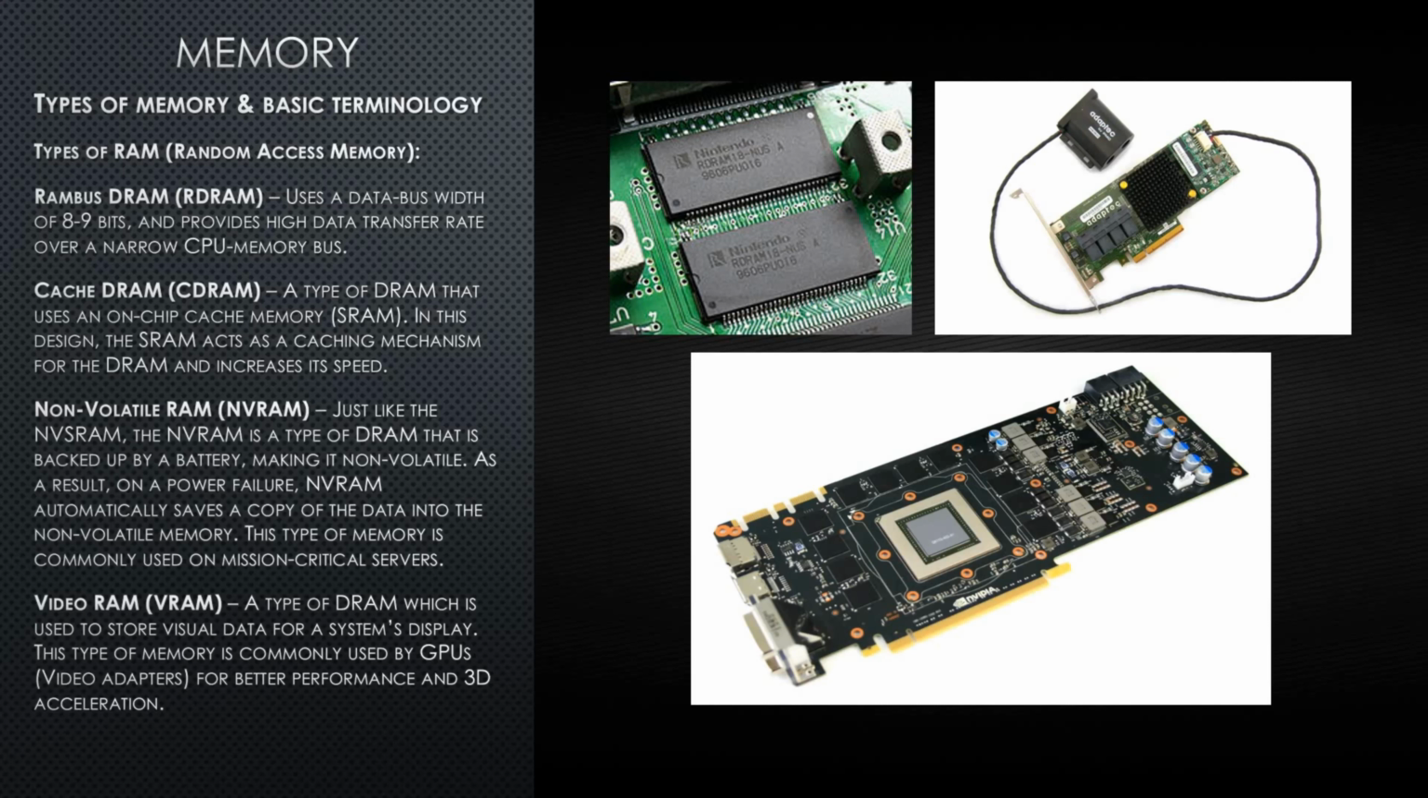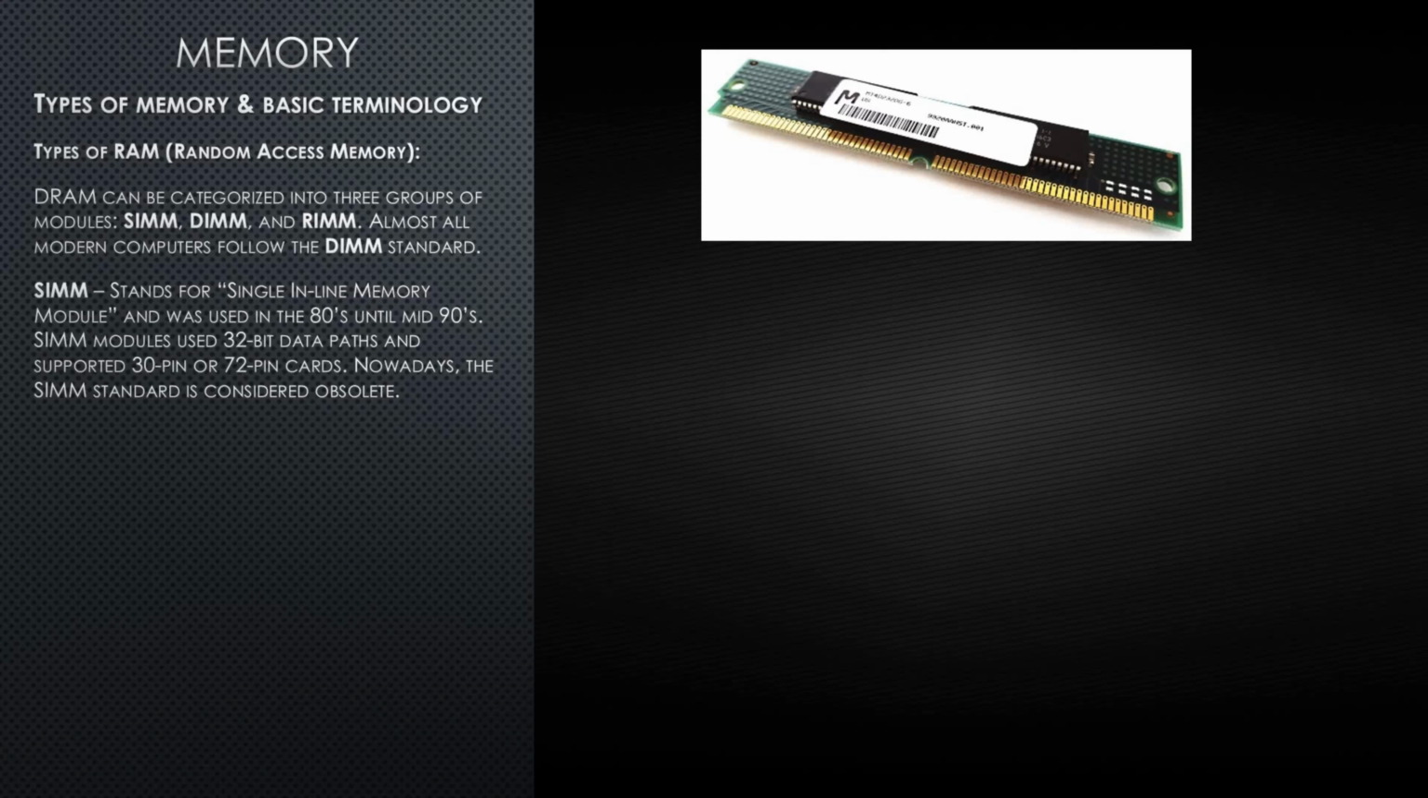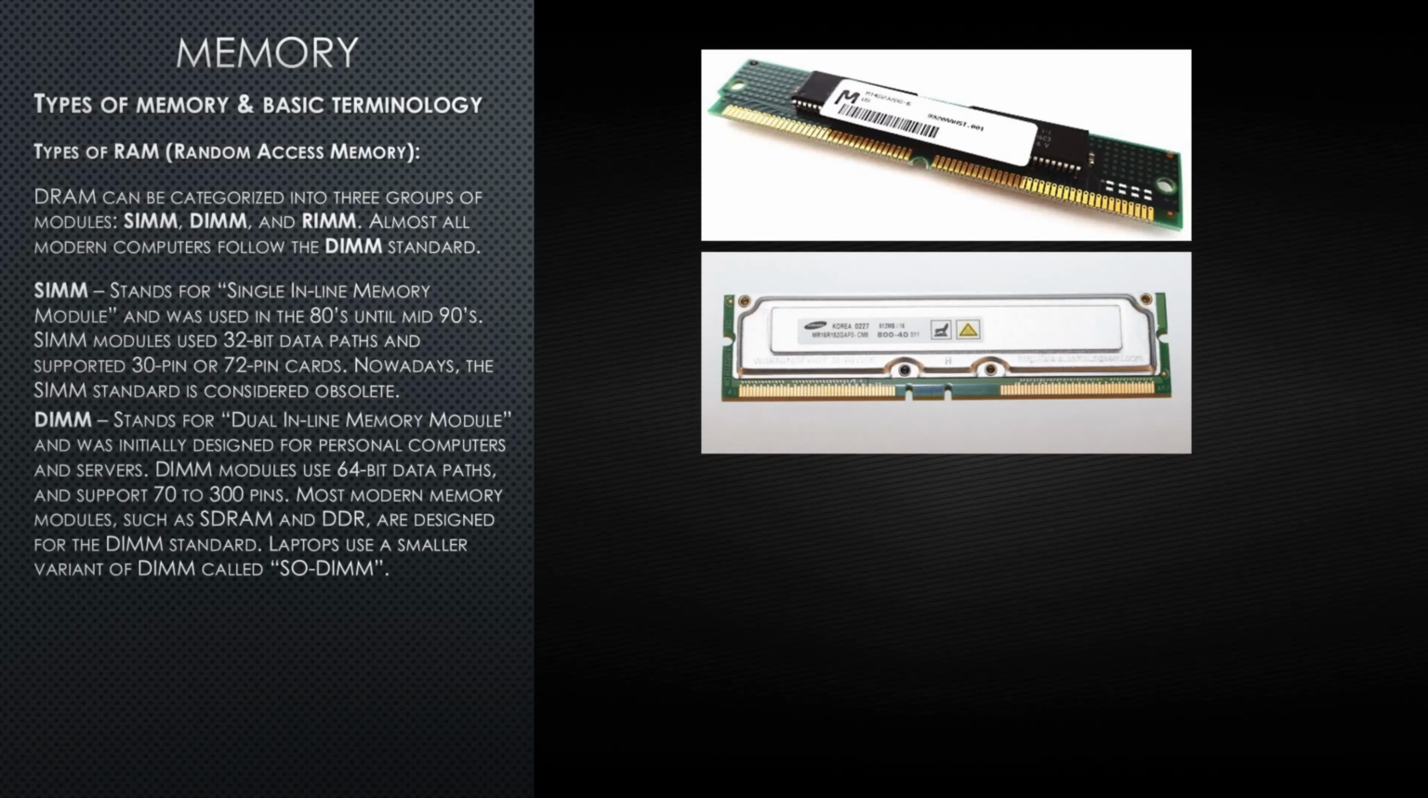SIMM stands for Single Inline Memory Module and was first introduced in the 80s until the mid-90s. SIMM modules used 32-bit data paths and supported 30-pin or 70-pin cards. Nowadays, the SIMM standard is considered obsolete. Next, we have the DIMM standard. DIMM stands for Dual Inline Memory Module and was initially designed for personal computers and servers. DIMM modules use 64-bit data paths and support 70 to 300 pins. Most modern memory modules such as SDRAM or DDR are designed for the DIMM standard. Laptops use a smaller variant of DIMM called SODIMM.